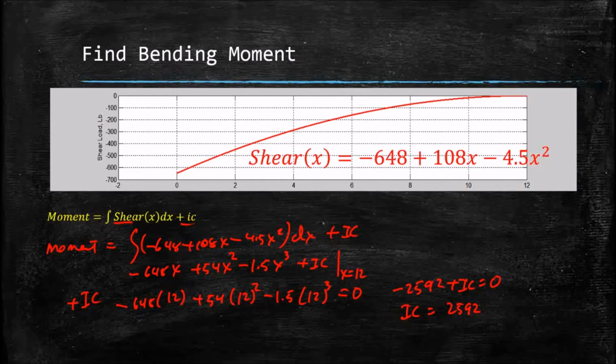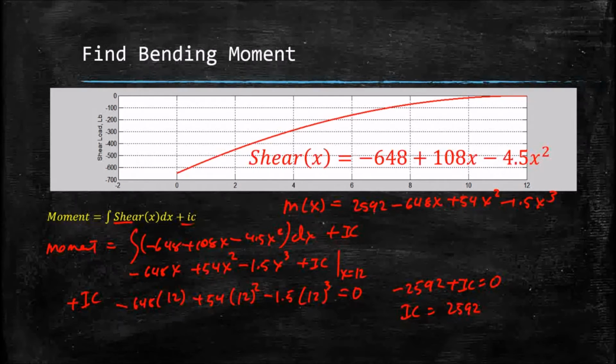I'm going to put it up here. That gives me my moment as a function of x equals 2592 minus 648x plus 54x squared minus 1.5x cubed. Okay.